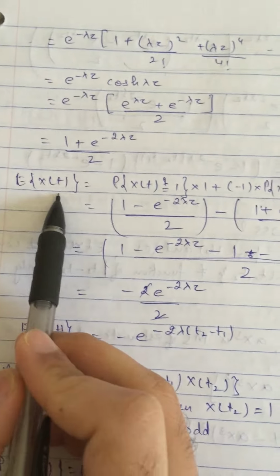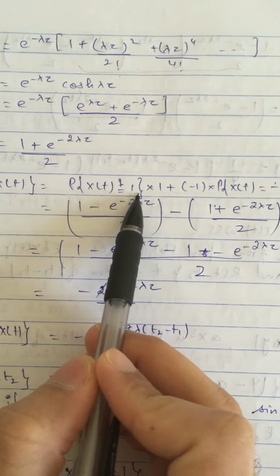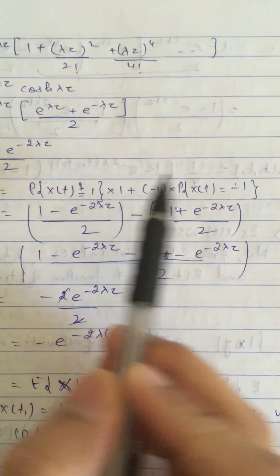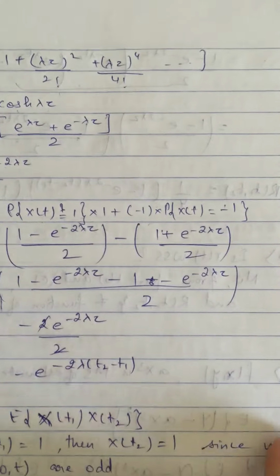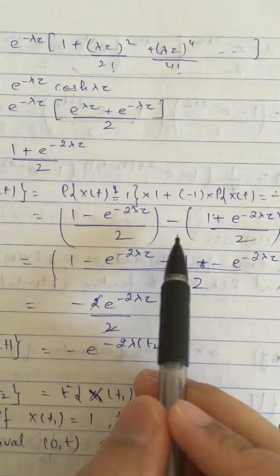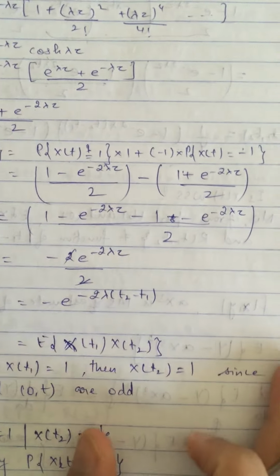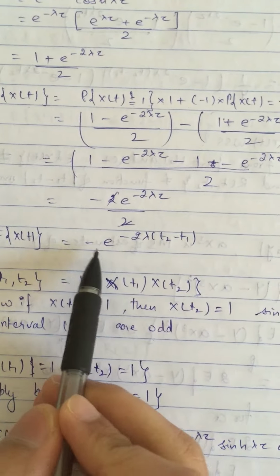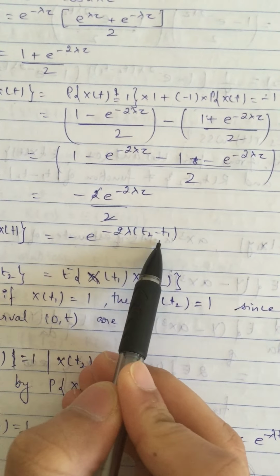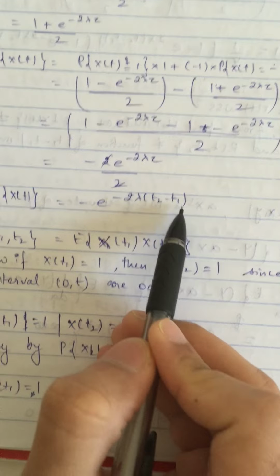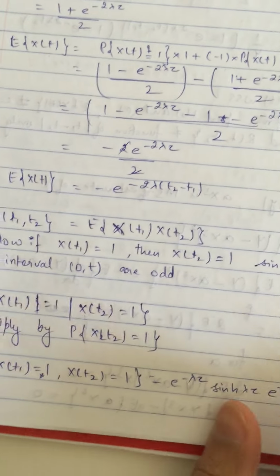Now the expected value becomes P of xt equals 1 into 1 plus minus 1 times P of xt equals -1. So just putting in the values and solving, I get the expected value as minus of e raised to power minus 2 lambda t2 minus t1, where t2 minus t1 was our tau.